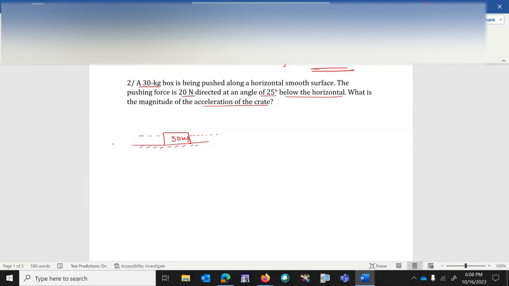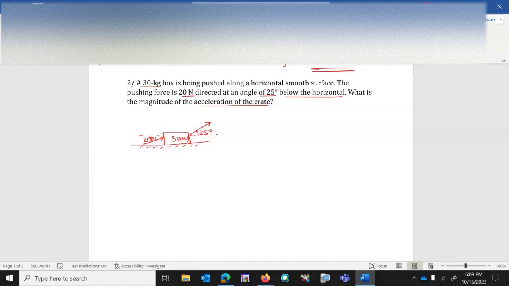If you push at an angle below the horizontal line, this angle here, right? If you remember, there is translation of vectors. We can translate vectors. This can be changed as another force going this way. It's the same as this one, so this angle is the same as this angle, which is 25 degrees.